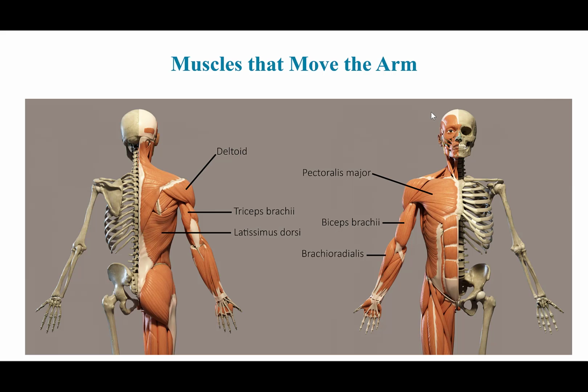Now let's take a look at some of the big muscles that move the arm. Obviously we have the deltoid, right? With the deltoid, it's on the lateral aspect of your shoulder. And what it does is that when you contract its fibers and it gets shorter, it's going to help you abduct the arm, taking your arm away from your body.